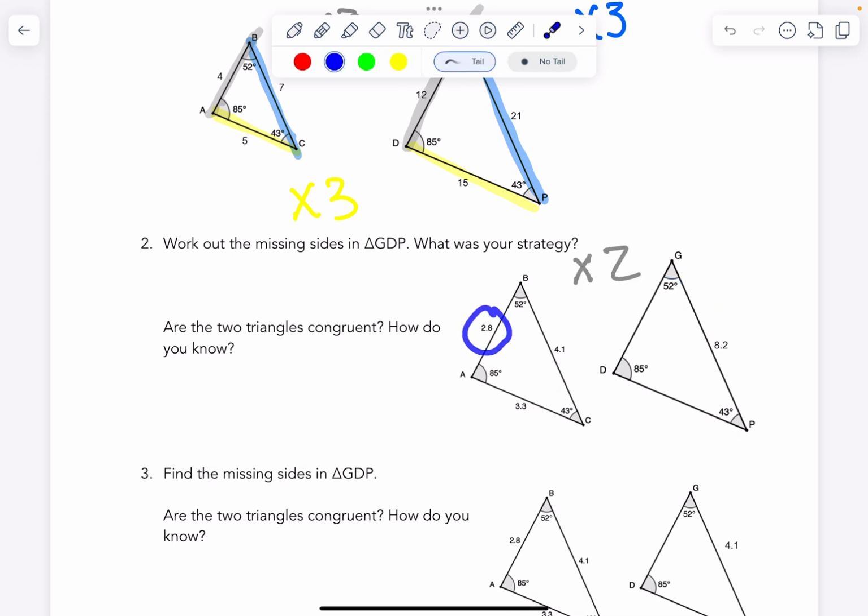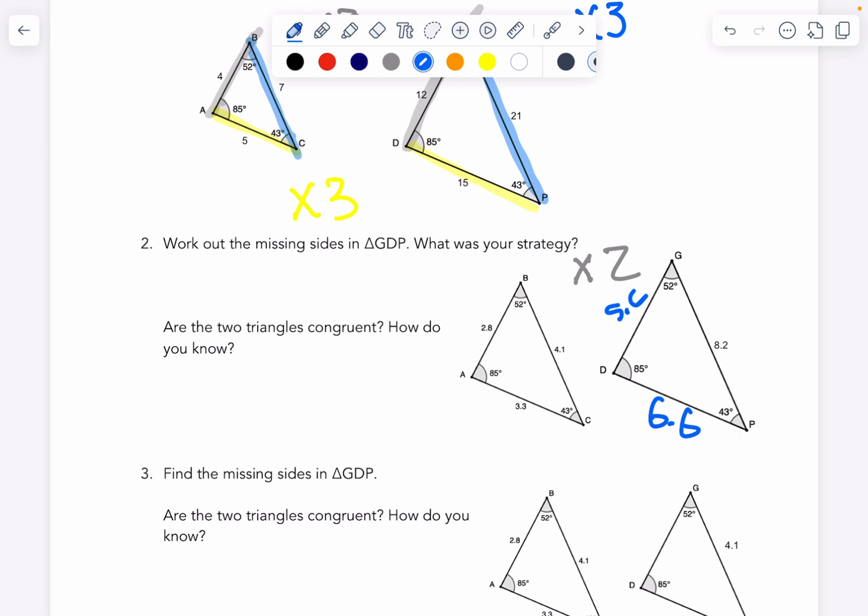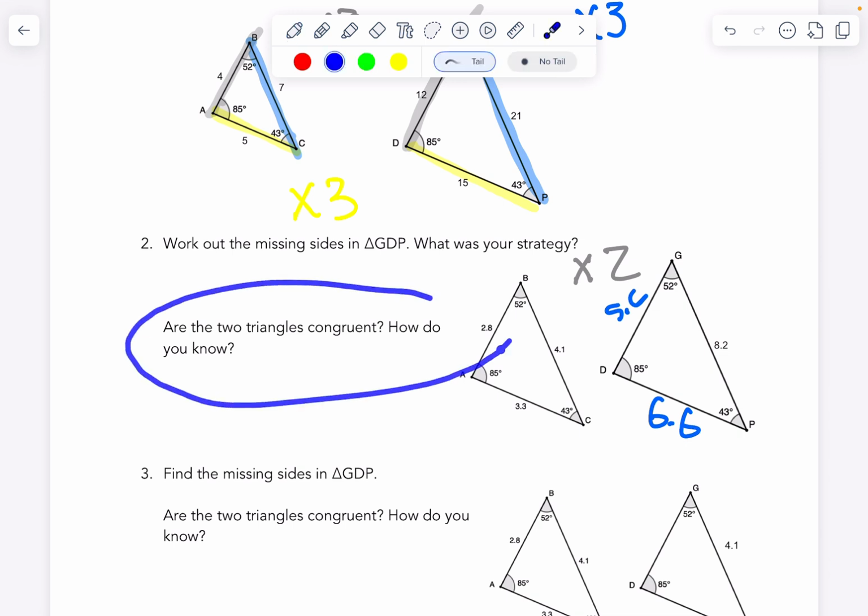So to go from 2.8 to this side, I would, very good, multiply by 2. When I do that, I get 5.6. And then lastly, how do I go from 3.3 to this side? Well, just like I just did, let's multiply by 2. And I get 6.6. Now, are they congruent? There's no way these triangles are congruent because they do not have the same side lengths. We have a name for this, and we'll come back to it in a minute.